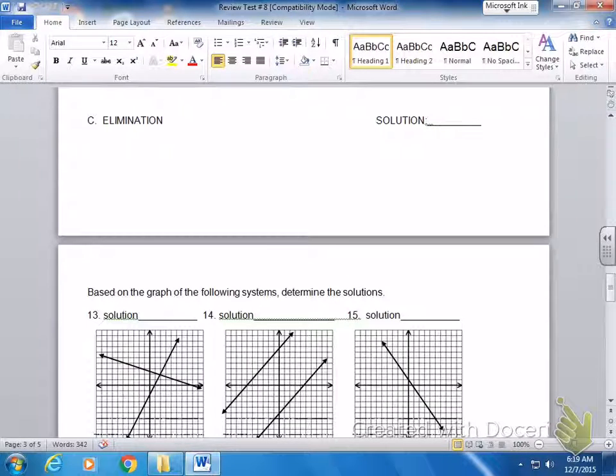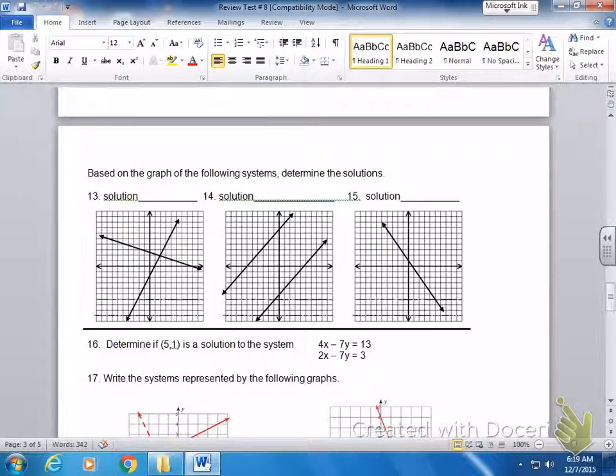These next few are pretty easy. We can do them real quick. If they're graphed for us, it wants the solution for all three. Well, if they're intersecting on a graph, we want the intersection. Looks like if I count that one over, it's going to be (0, 2) where they intersect.